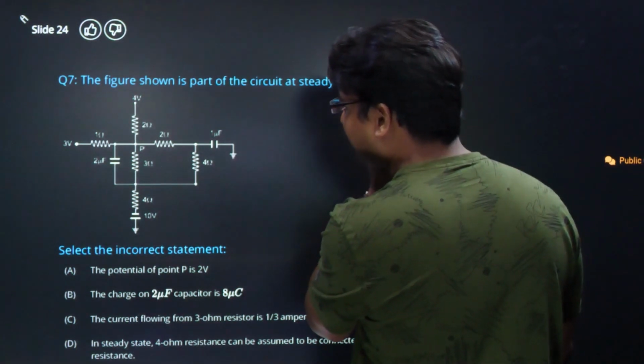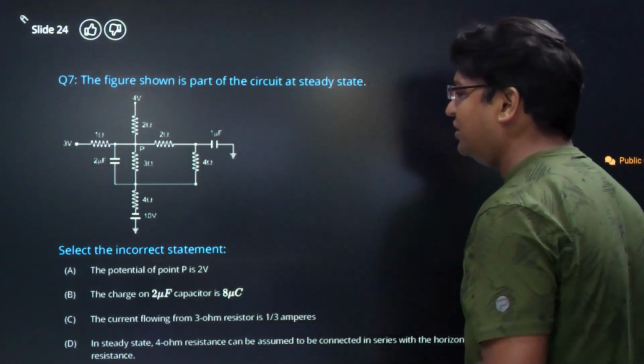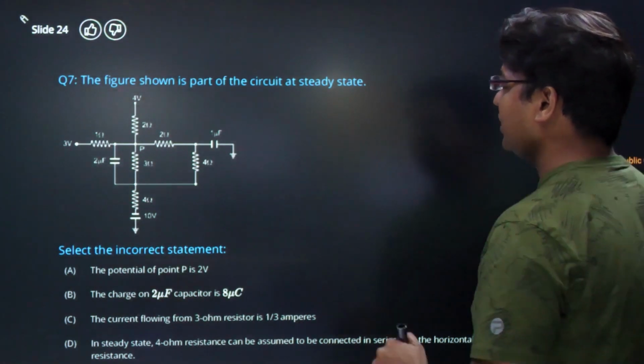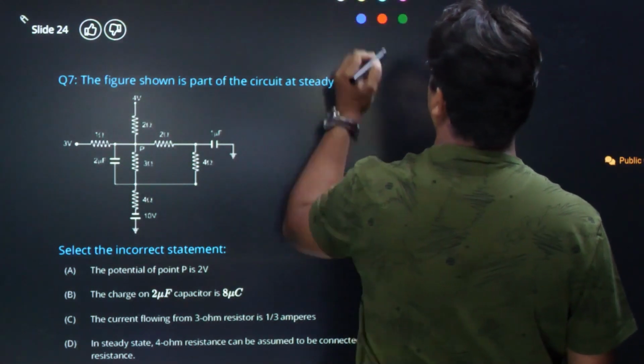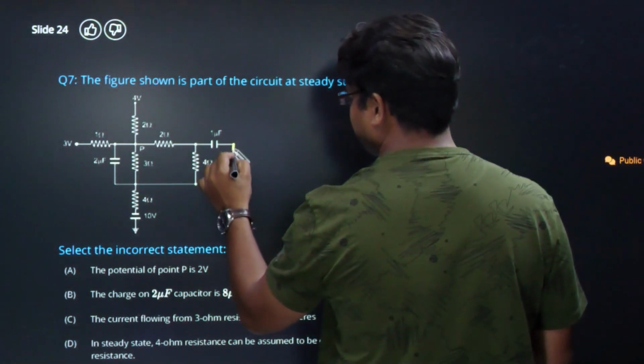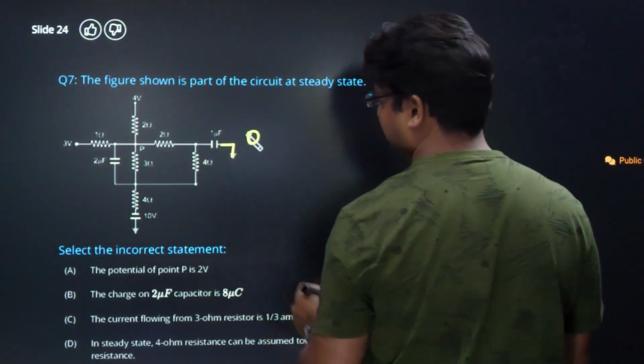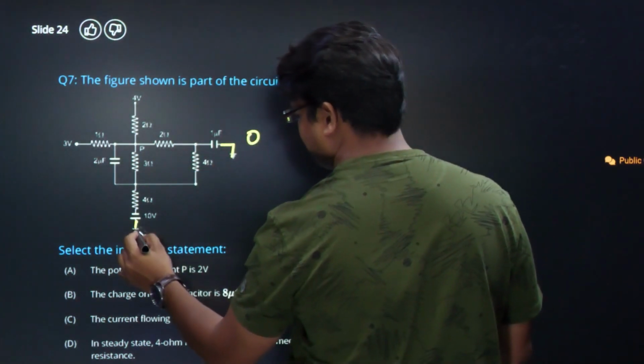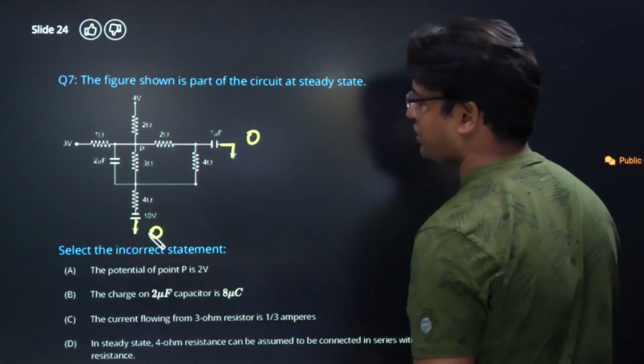Have we given the current anywhere? No. So potentials are given, nothing else is mentioned. Okay, so let me start writing the potentials wherever it's possible. This place is shown grounded, so 0 potential here. This point is also shown grounded, so 0 potential here.